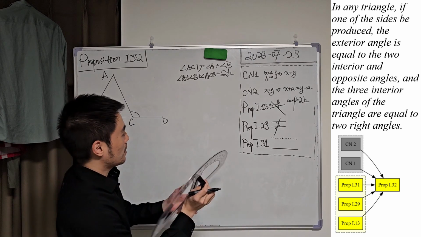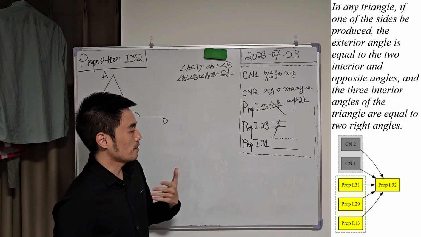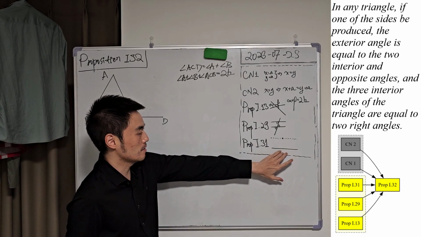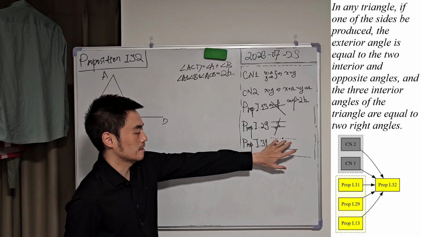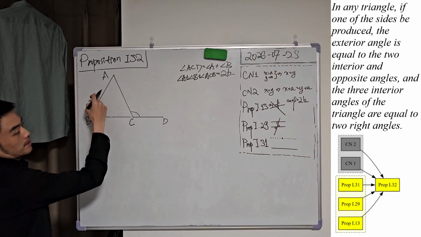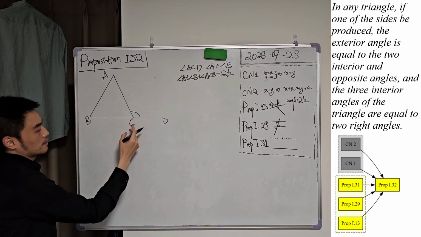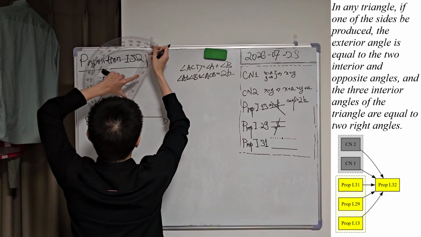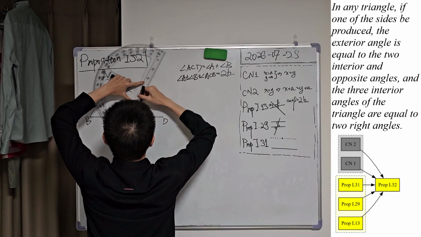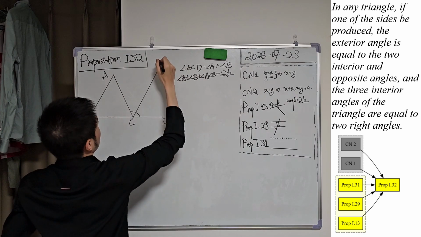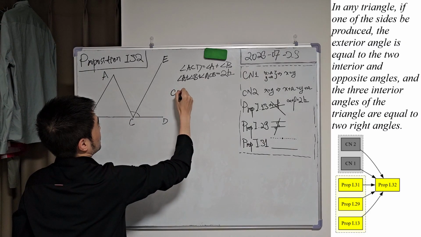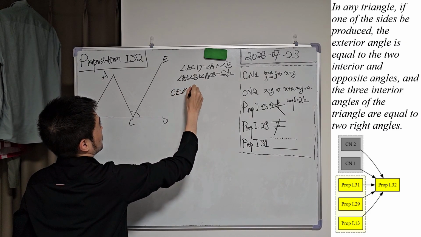First of all, please recall proposition 31 we've just proved. We are able to construct a straight line that is parallel to a given straight line and through a given point not on the straight line. So here let us suppose AB is a given straight line and C is a given point. So we can construct CE, which is parallel to AB.